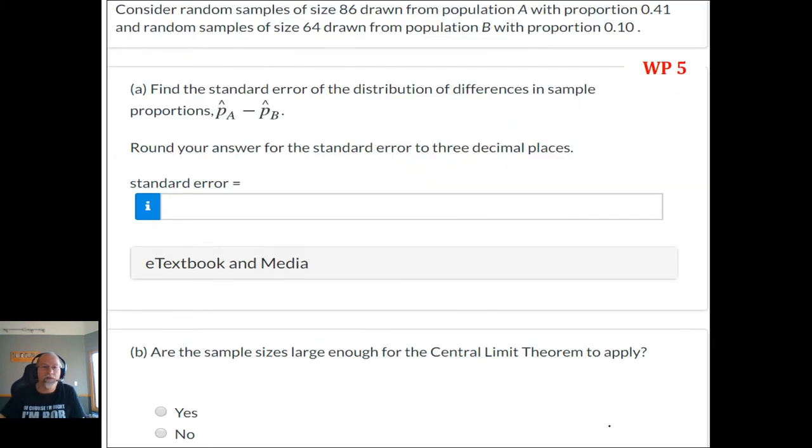So first question, here we go. Consider a random sample of size 86 from a population A with a proportion of 0.41 and a random sample of size 64 from a population B with a proportion of 0.10. Find the standard error of the distribution of the difference of sample proportions for p hat A minus p hat B. Round your answer for the standard error to 3 decimals. Okay, so here we go. It also goes on to ask us, is this large enough for the central limit theorem to apply?